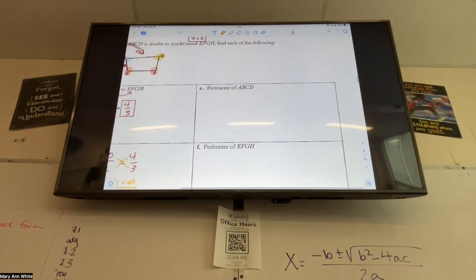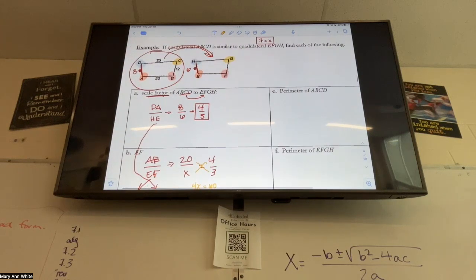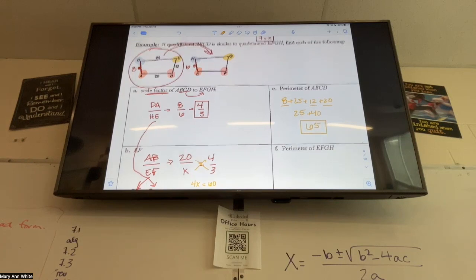It says find the perimeter of ABCD. Can you do that? How do you do that? 8 plus 25 plus 12 plus 20. I know 8 plus 12 is 20 and 20 plus 20 is 40. 25 plus 40 is 65. Mental math. She's like that.